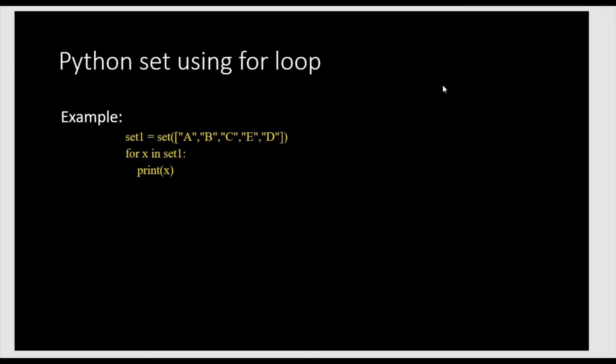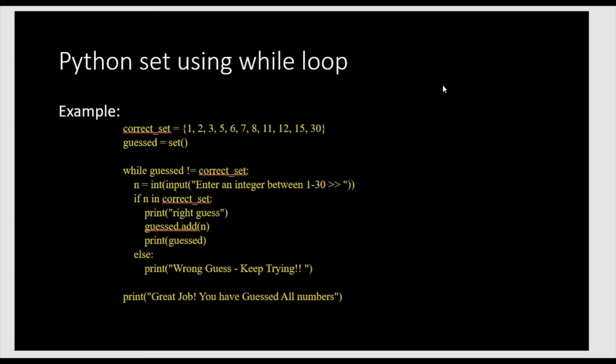So Python set using a for loop. Here the loop is there, and in the example set 1 equals a set, passing the list in a set: a, b, c, d. And for i in set 1, print, a b c d are printed in vertical order. And finally, this is a Python set using a while loop.